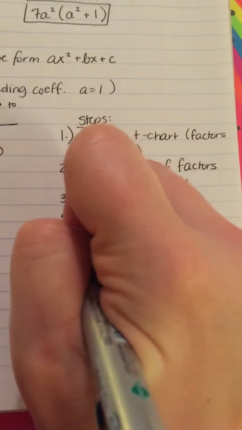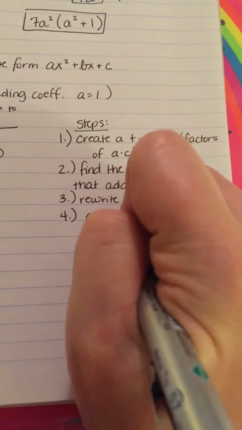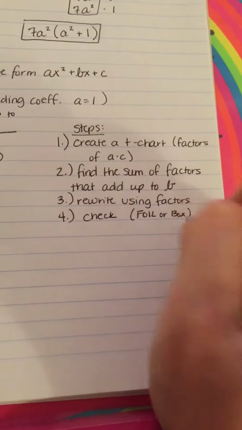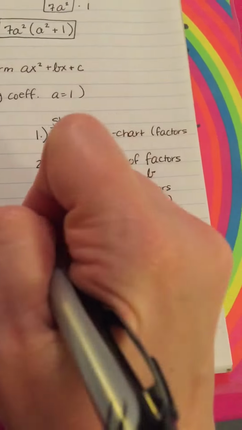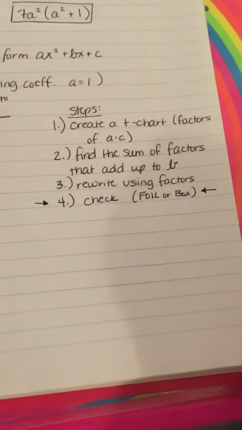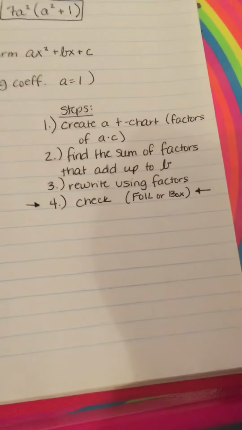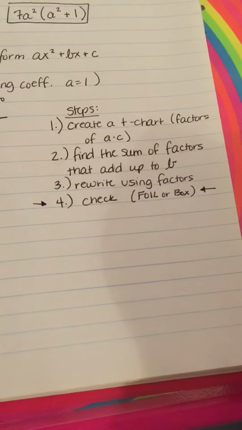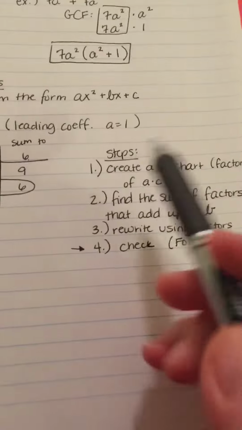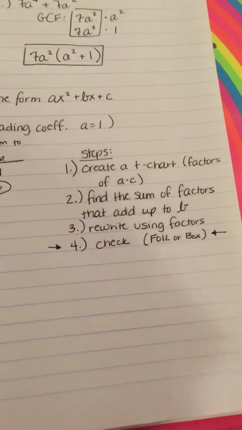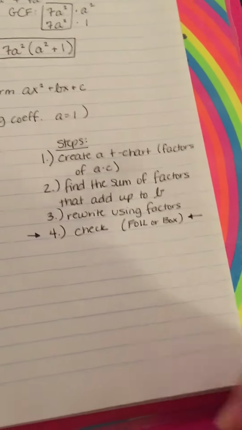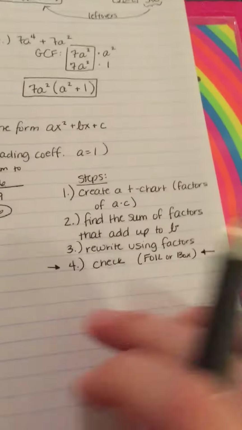And then finally, I need to check my work. Okay? I'm either going to FOIL or box. I cannot stress to you enough how absolutely important this last step is. It does not take you long, but it will make the difference between whether your problem is right or wrong. As we get into larger trinomials, meaning when you have a leading coefficient that is larger than 1, it is super important to go back in and check your work, because I guarantee it's going to happen to you and you're going to end up getting something wrong.